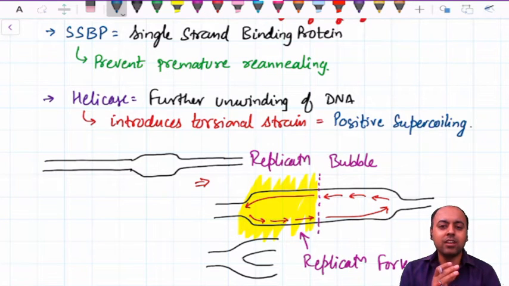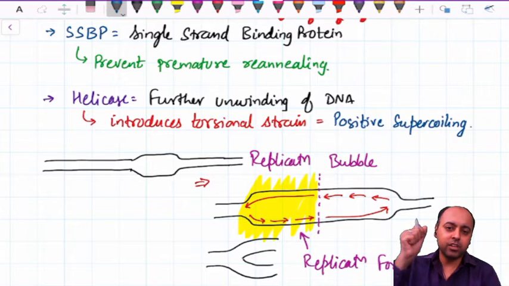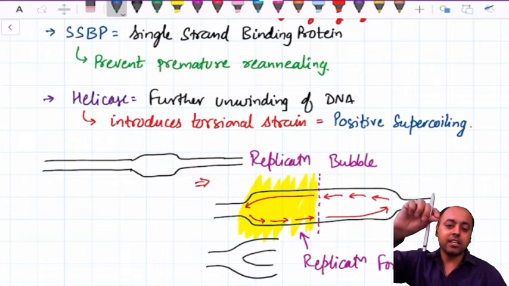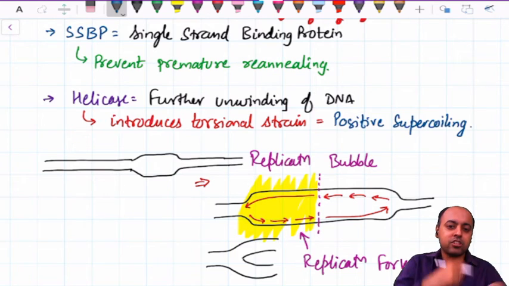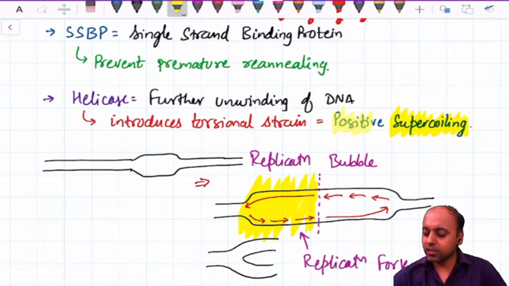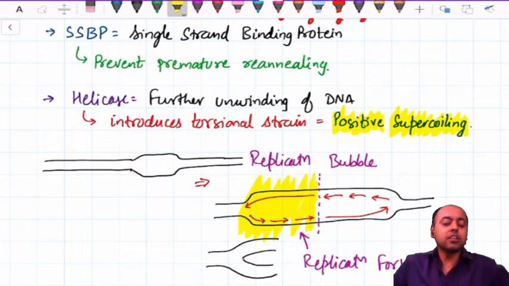So if you have ever had the opportunity to use the landline, when you pick up the receiver and put it back on the holder, what you're basically doing is introducing a torsional strain. You will notice that after a few rounds of use, the cord connecting the receiver with the base starts folding upon itself. That is the result of supercoiling. So if you don't relieve the torsional strain, it will ultimately result in supercoiling.